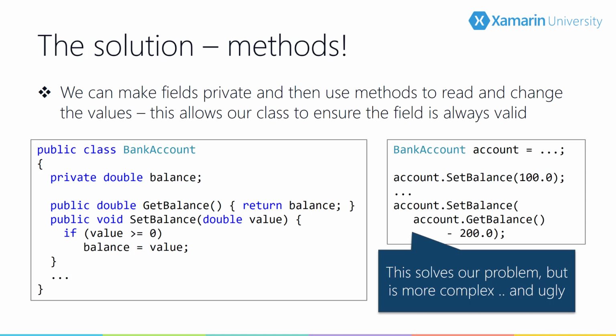But the problem with this solution is the right-hand side. Notice the syntax. In order to use this account class or this account object now, I have to call setBalance, and then if I want to say take whatever my balance is and subtract 200, I have to say account.setBalance, account.getBalance minus 200. The syntax is just sloppy and ugly.